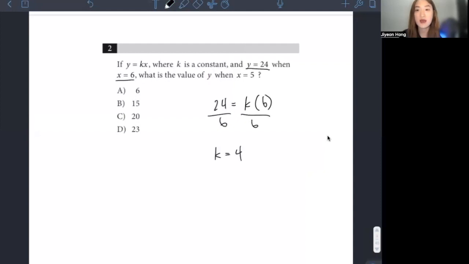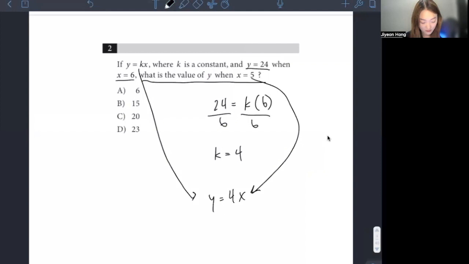So now we have an actual equation with the value of k, right? So instead of y equals kx, we can say y equals 4x. And the final question is, what is the value of y when x equals 5? So we're going to go ahead and plug that in here. We get y equals 4 times 5, which is equal to 20, C.